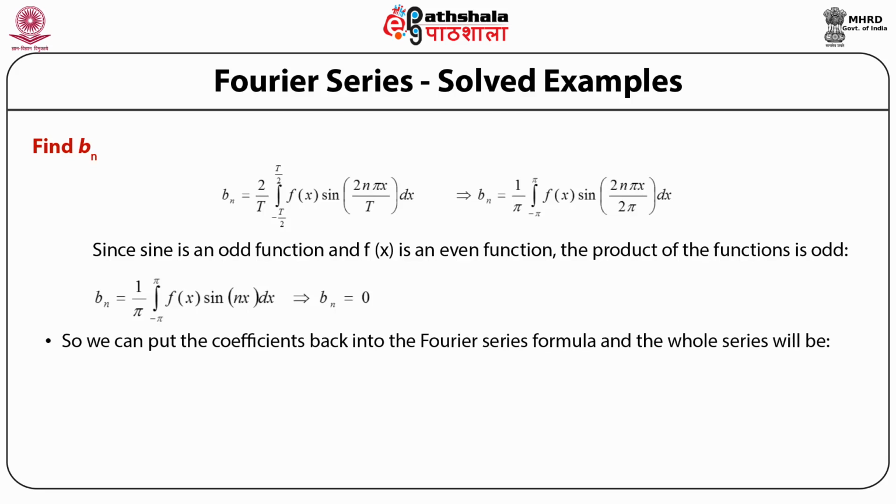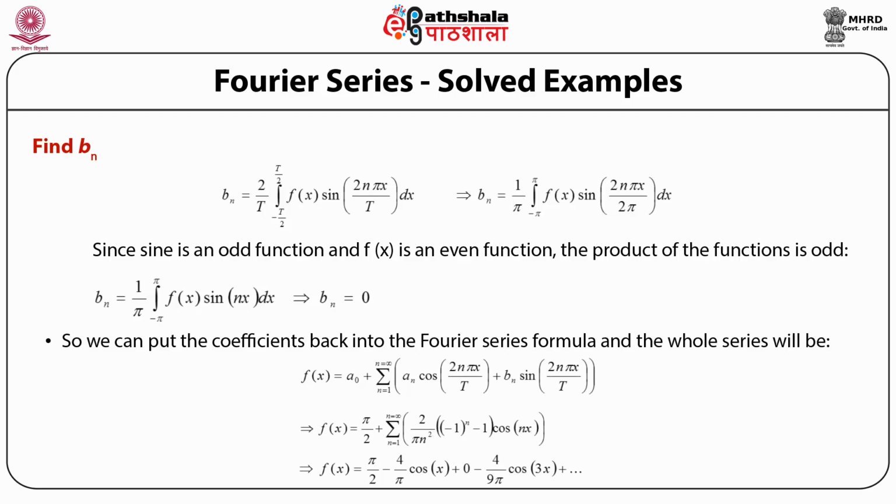So we can put the coefficients back into the Fourier series, and then the whole series is going to look like f of x is equal to pi over 2 minus 4 by pi cos of x minus 4 by 9 pi cos 3x, and so on.